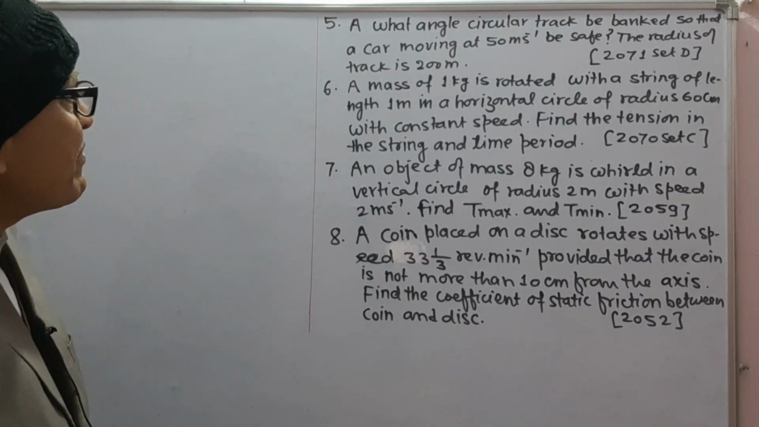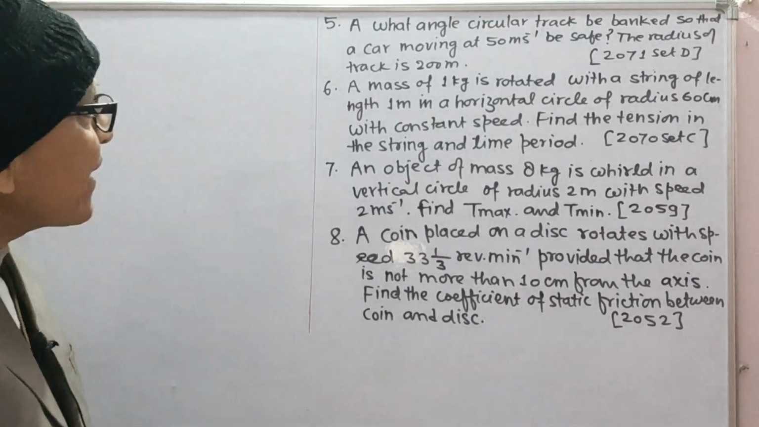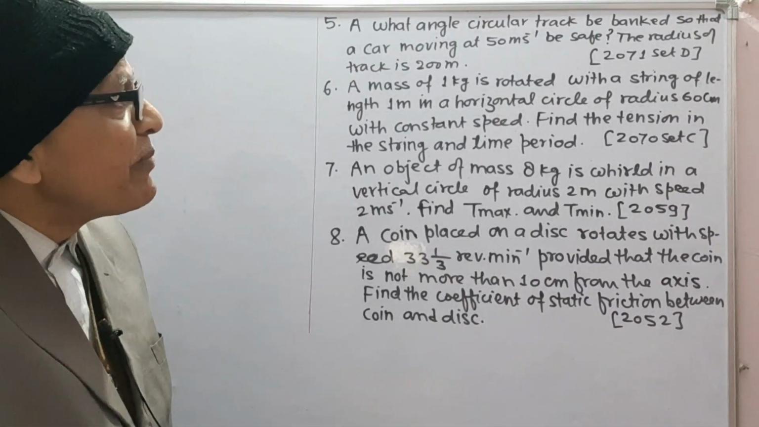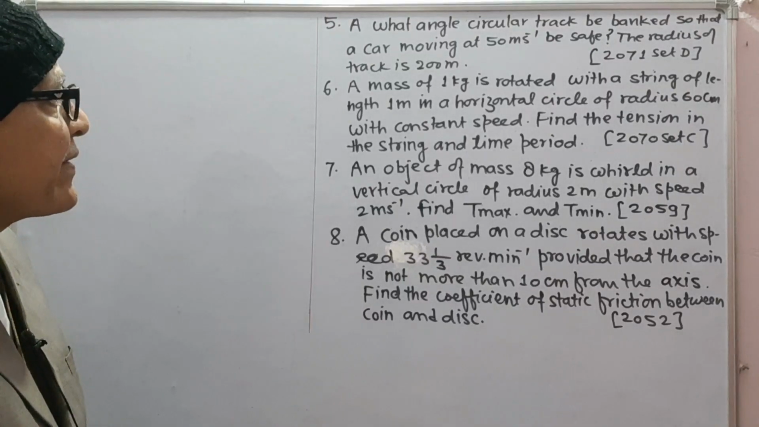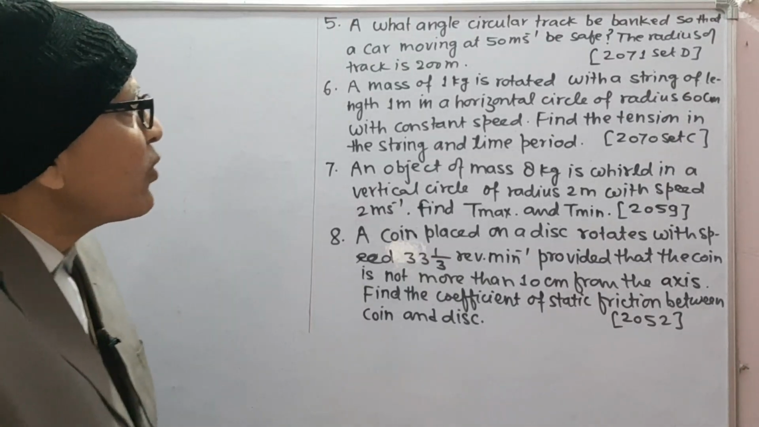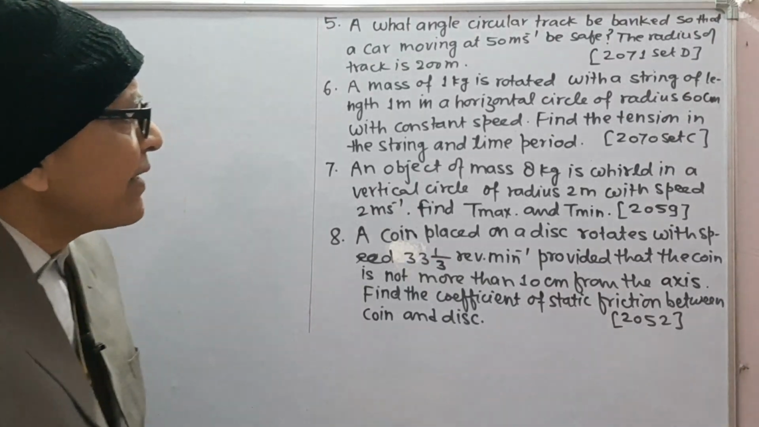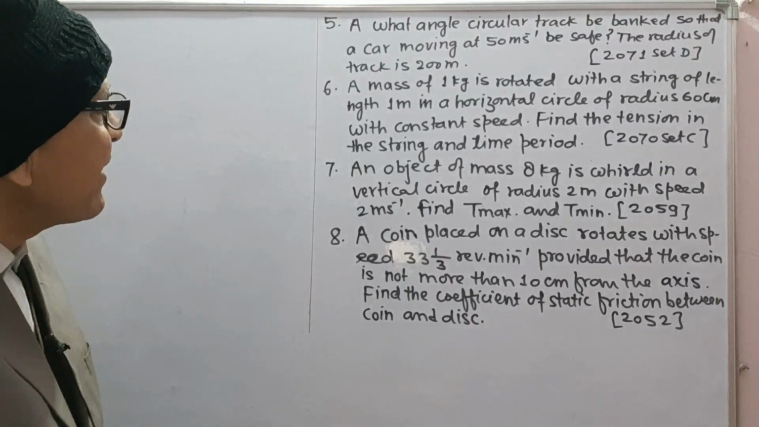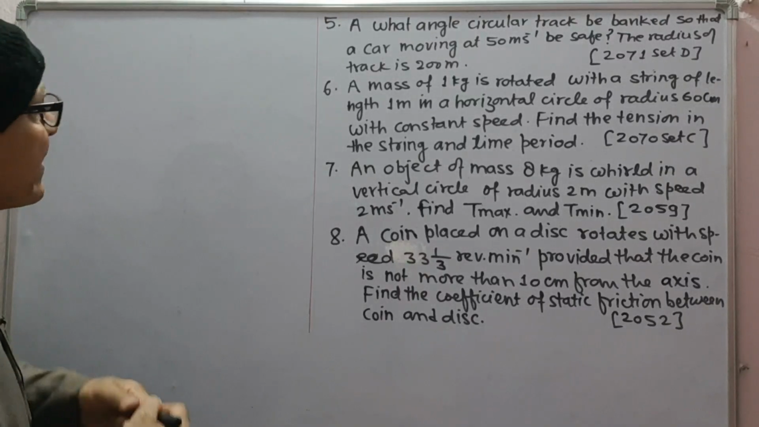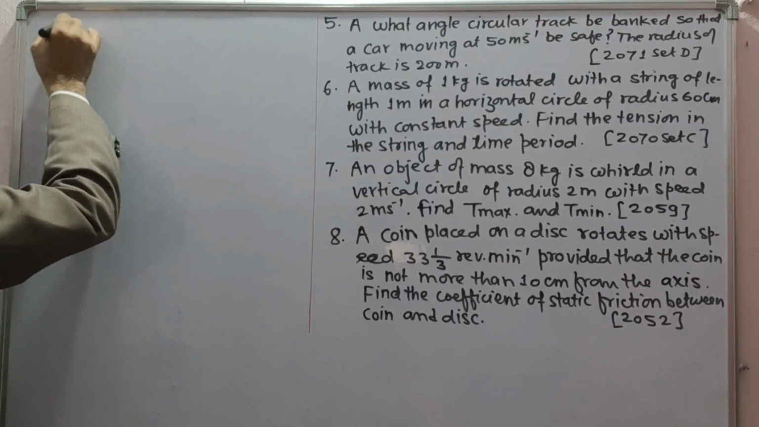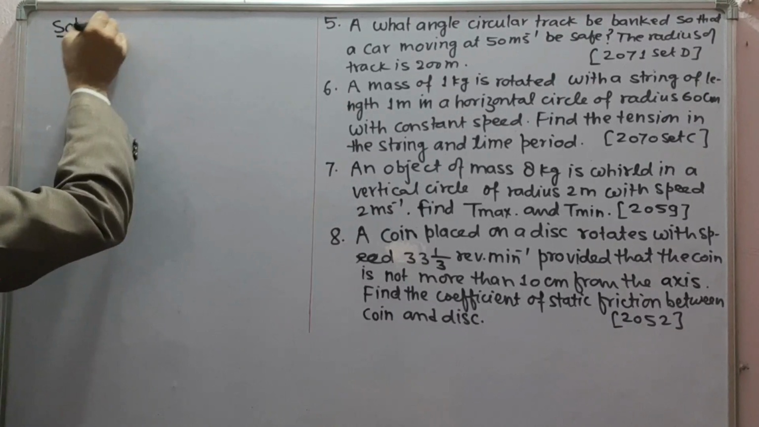Next question number 5. The question is, at what angle circular track be banked so that a car moving at 50 meter per second be safe? The radius of track is 200 meter. Solution to question 5.